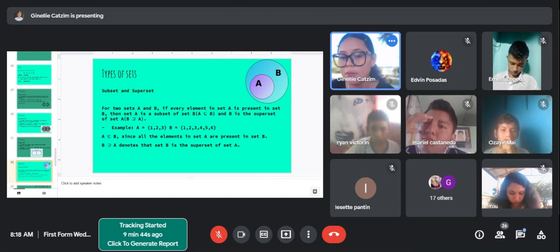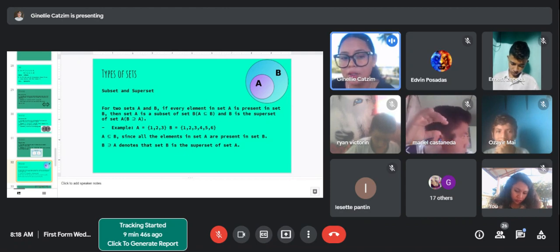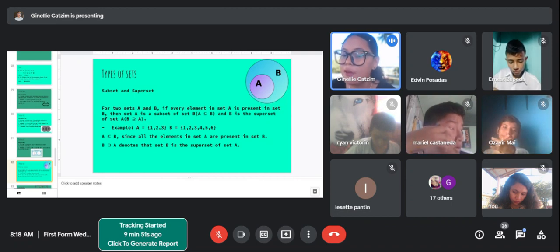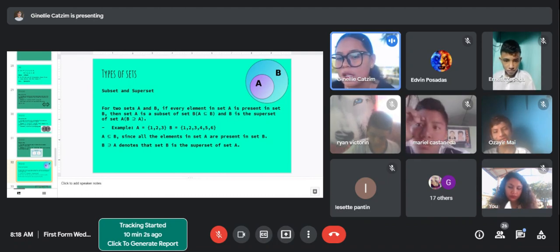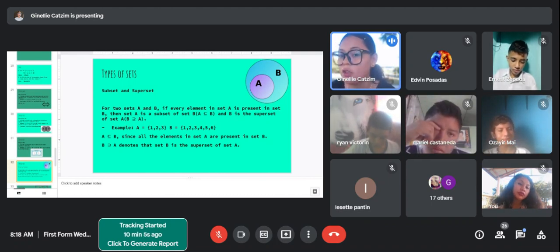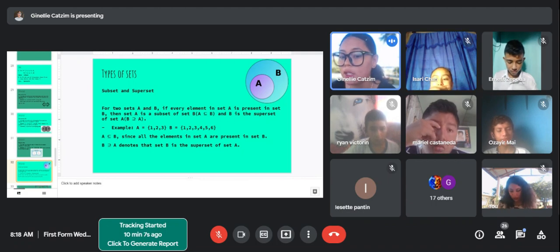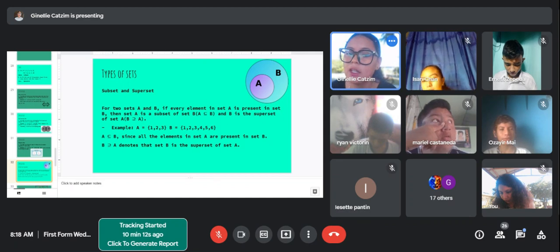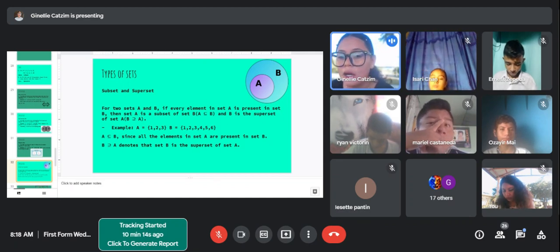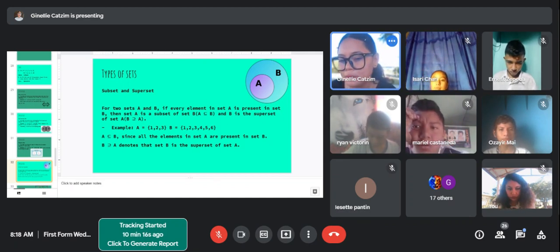Okay? I will repeat. For two sets A and B, if every element in set A is present in set B, then A is a subset of set B. And we have that little C with a little bar as the representation of subset, right? And that's how it's written. A is a subset of B, and B is a superset of set A, right? Are you understanding this one? Do you want me to repeat?